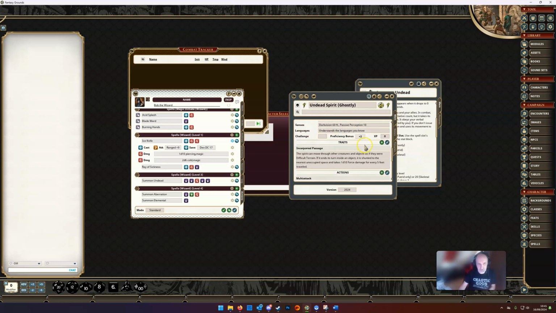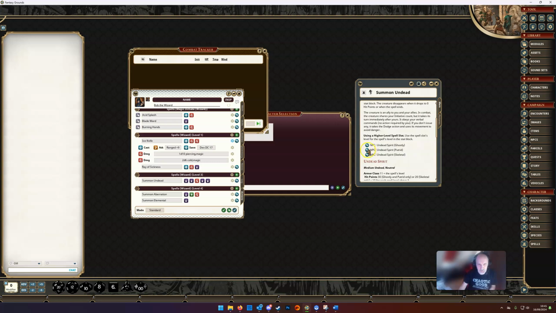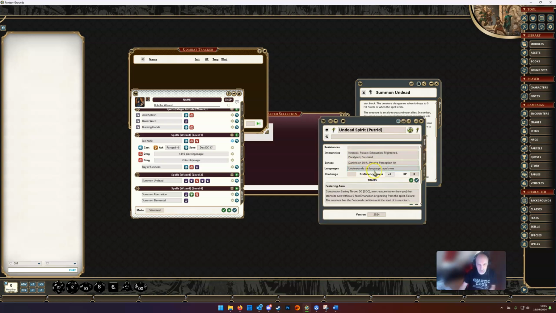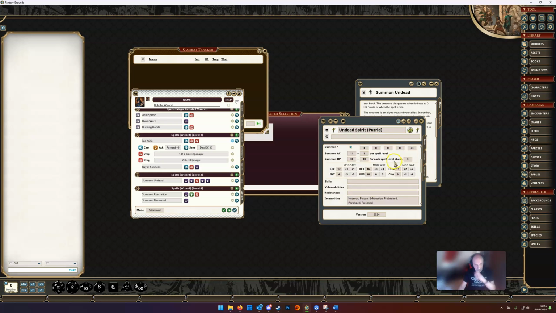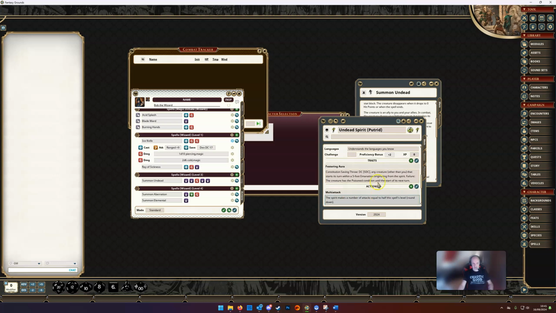And if we scroll down here, we can see the same kind of thing, that they've got this deathly touch thing with the S level and S attack. And there, I want to look at the putrid spirit, I think. Yes, we've got the putrid spirit here. So the putrid spirit, in addition to its attacks, has this festering aura, and it means that the target must make a Constitution saving throw.